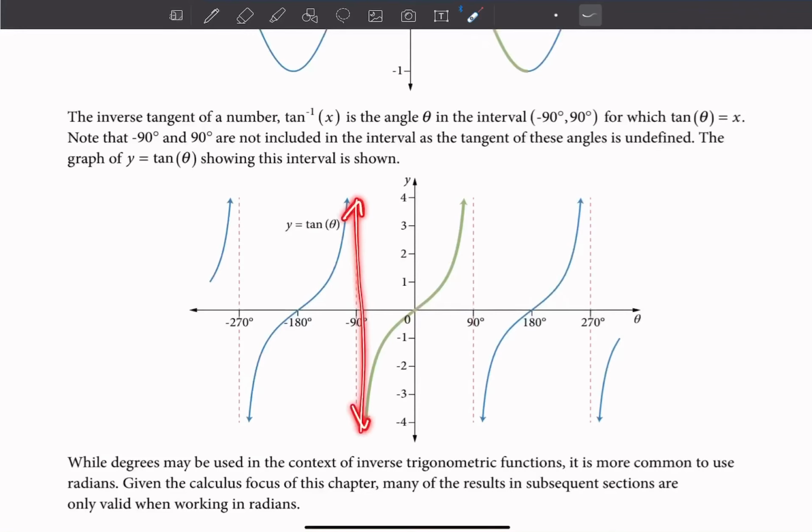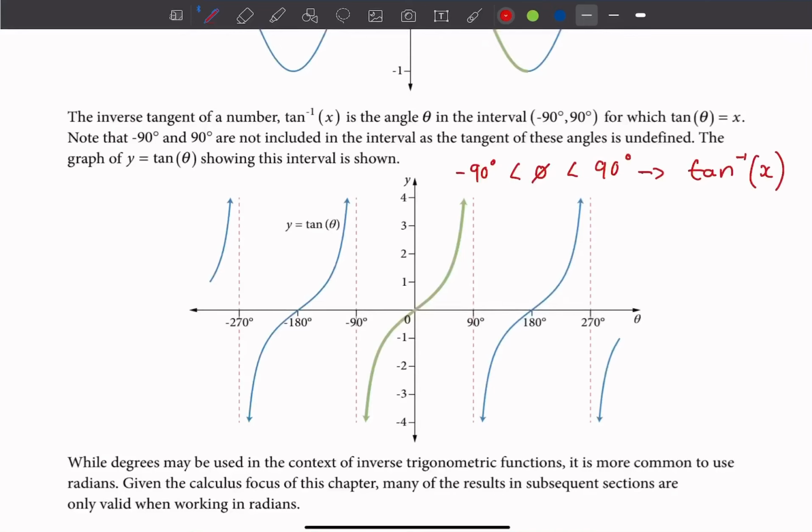So if you were to write the domain, theta in this case is larger than but not equal to negative 90 degrees, and is smaller than but not equal to 90 degrees, and this is for the tan function, for the inverse tan function.